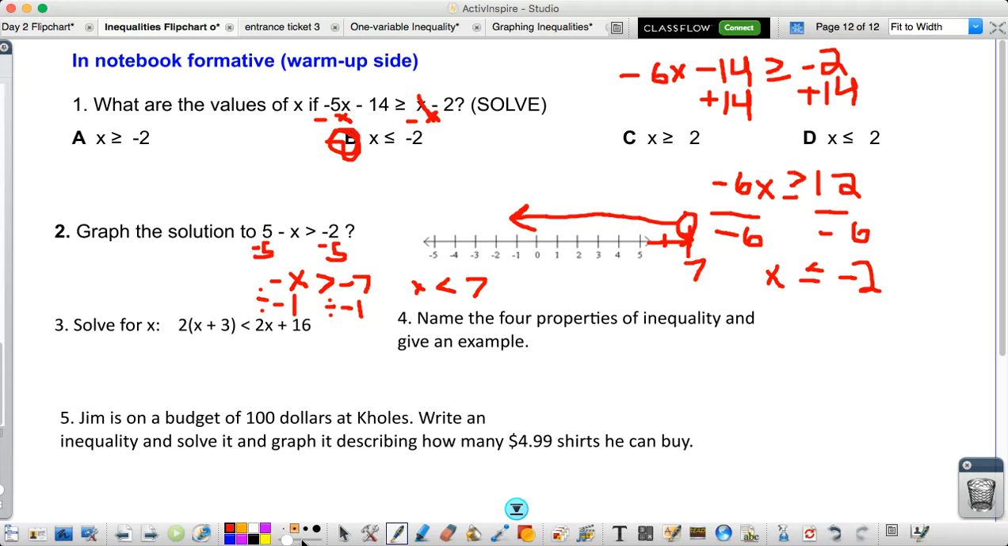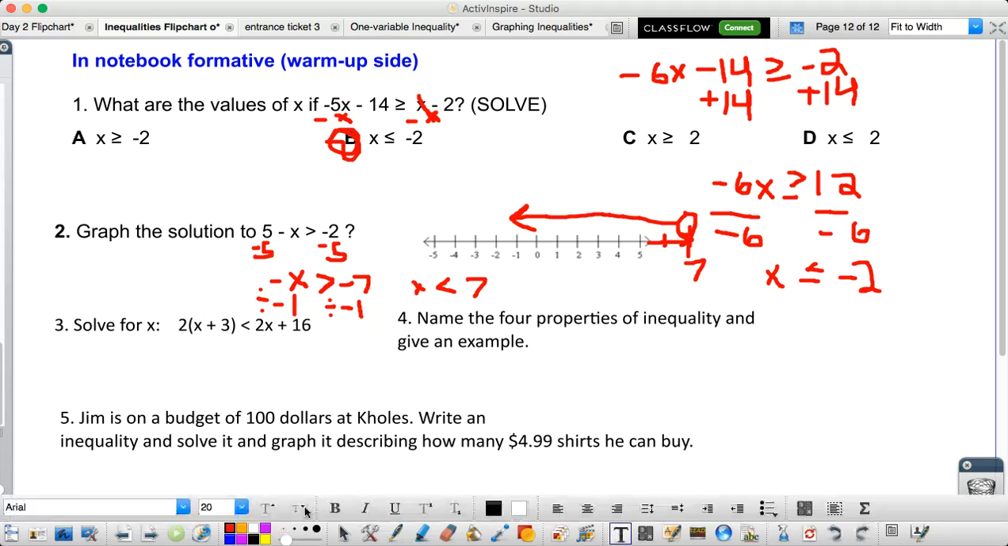Here I have to solve. So I did the distributive property. And I end up with 2x plus 6 is less than 2x plus 16 because I don't change anything.